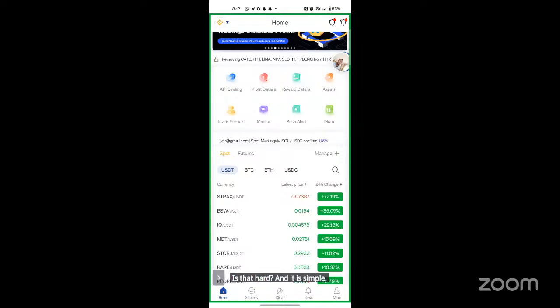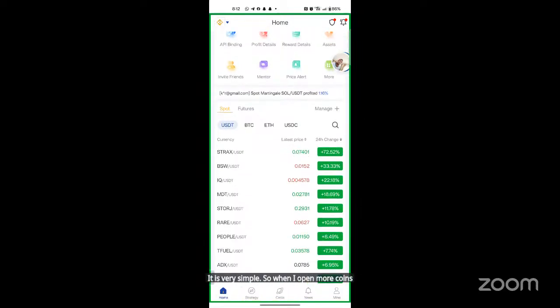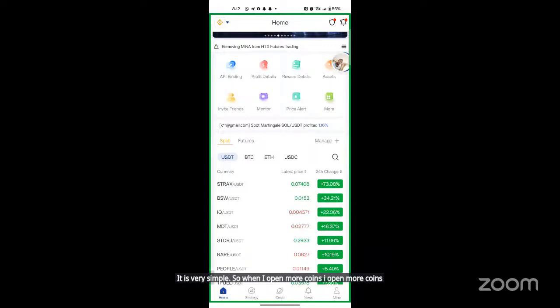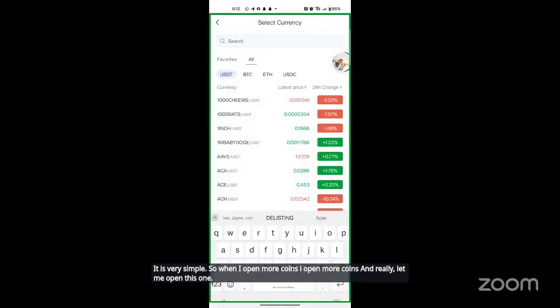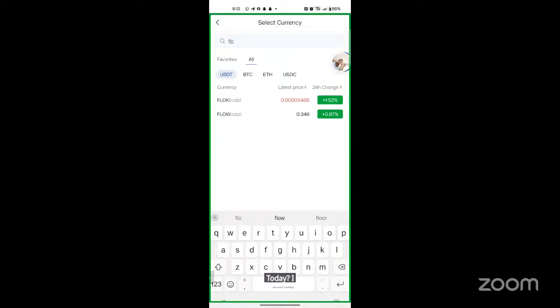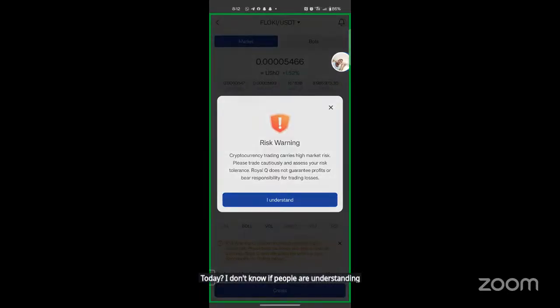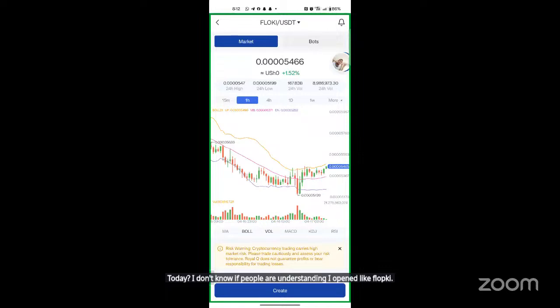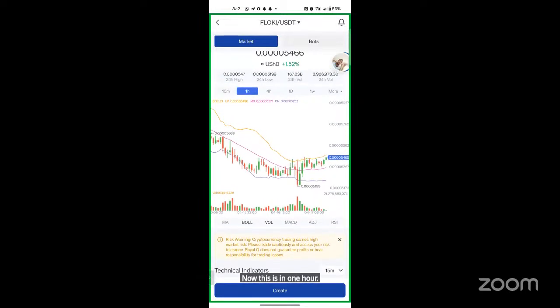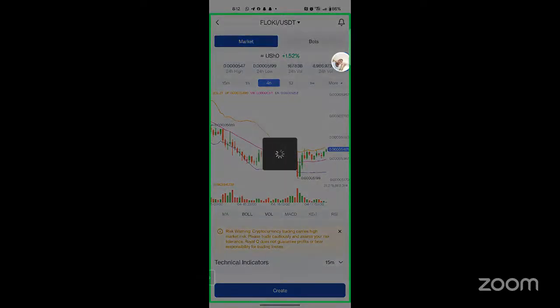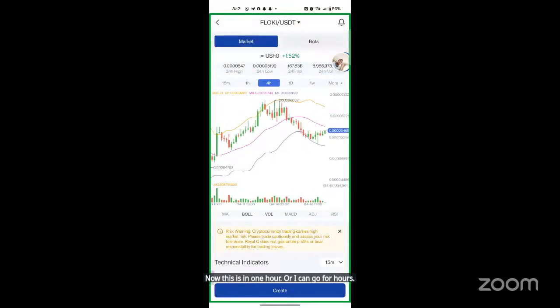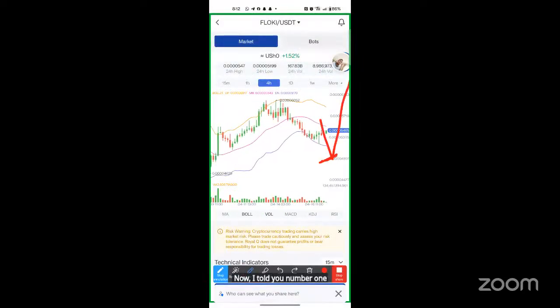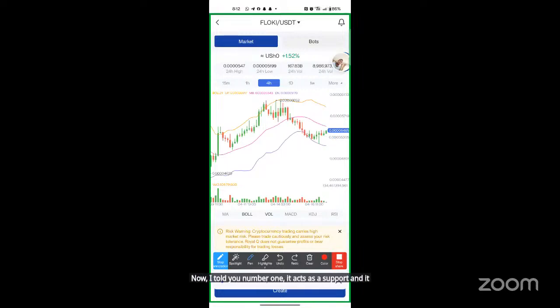It is very simple. So when I open more coins, I open more coins. And really, let me open this one today. I don't know if people are understanding. I open like Floki. No, this is in 1 hour. Or I can go to 4 hours. Now, I told you number one, it acts as a support and it acts as a resistance. The middle line is a 21 moving average.